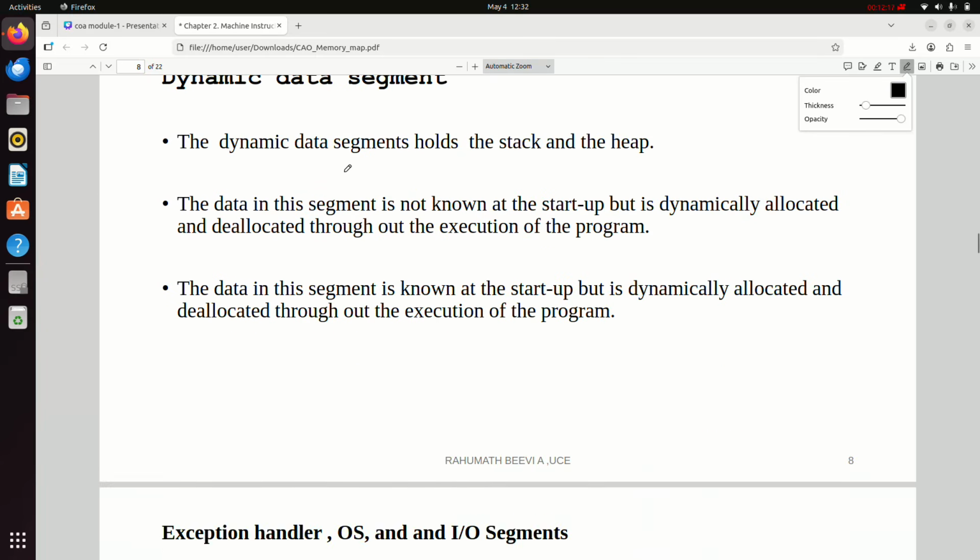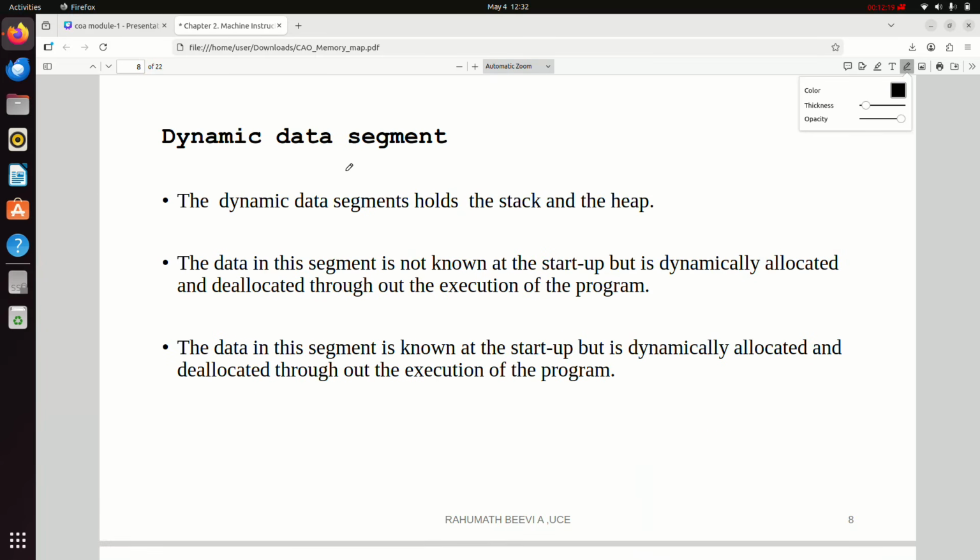Then we have the dynamic data segment. In the dynamic data segment, as you can see, it contains a heap and a stack. So this is the main thing: it contains the heap and the stack. You may wonder what that means. Memory is allocated and deallocated dynamically here, and the data part is not fixed at the program start. It can change during the allocation.